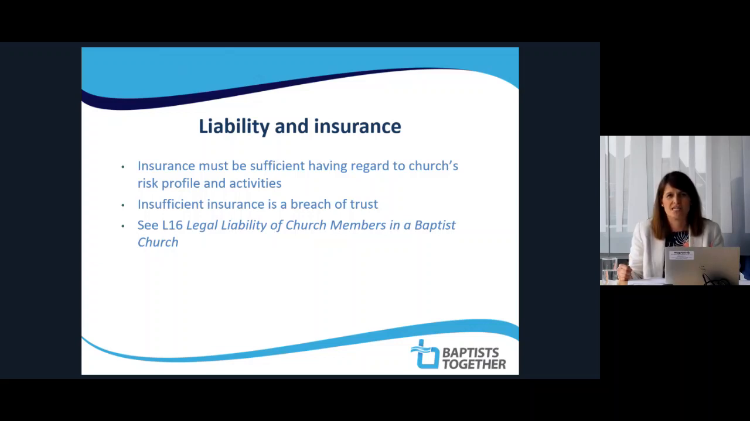And as a charity trustee, it's a collective responsibility of you all to make sure that you're not underinsured, that the level of insurance is sufficient for the activities and the risks that you have. Insufficient insurance in and of itself can be deemed to be a breach of trust and can put you in a precarious position as a charity trustee. So do check that your insurance cover is up to date, that you have no gaps in your cover, and that it's sufficient for your purposes.